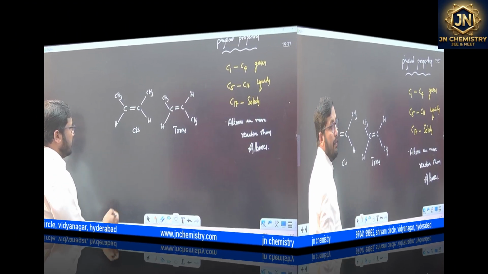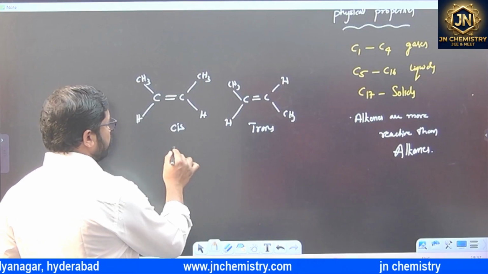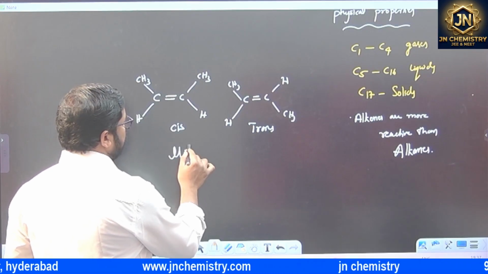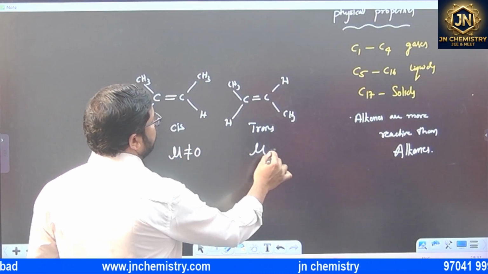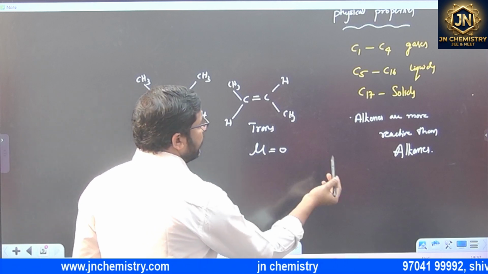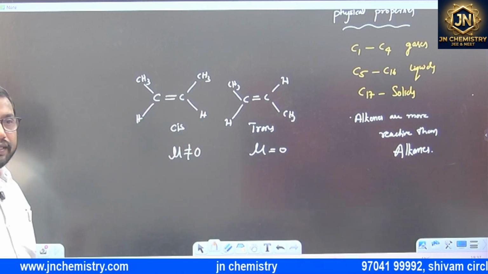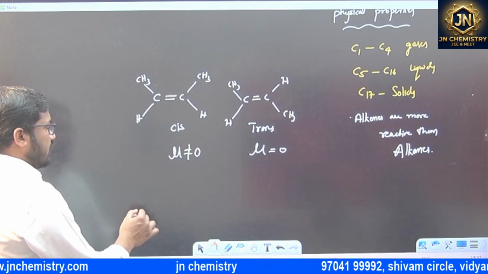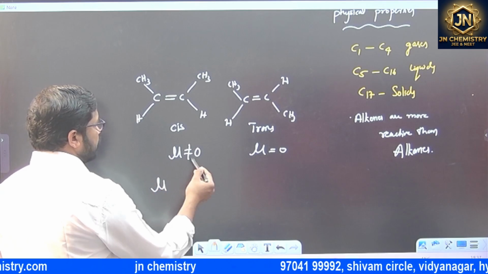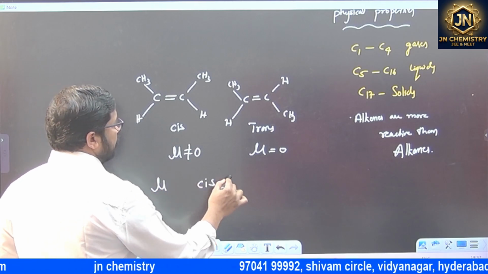So the trans isomer has dipole moment equal to 0. I told you dipole moment is directly proportional to polarity as well as boiling point, right? So the dipole moment of cis is greater than trans.